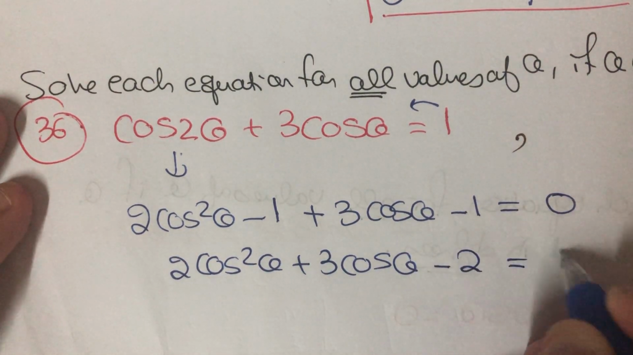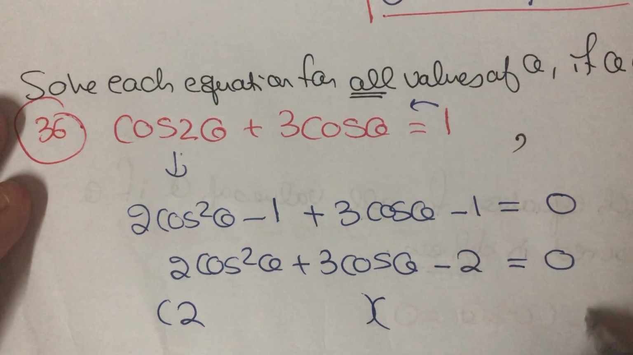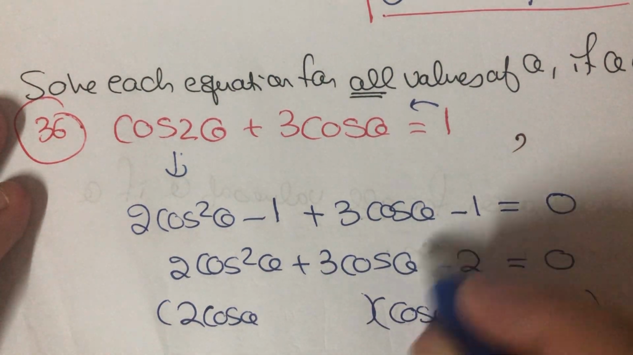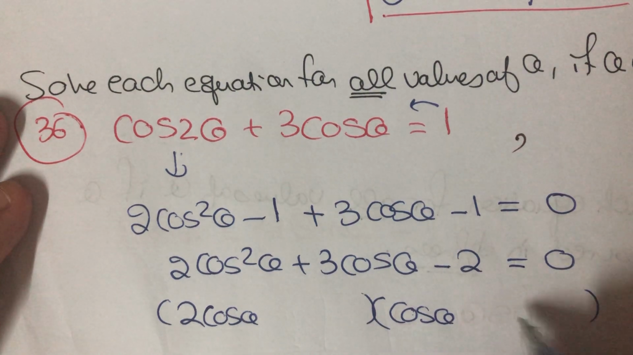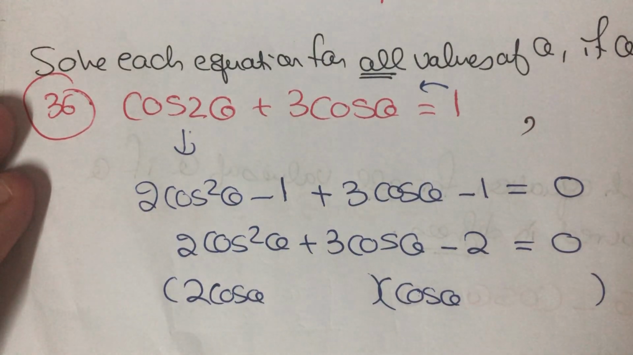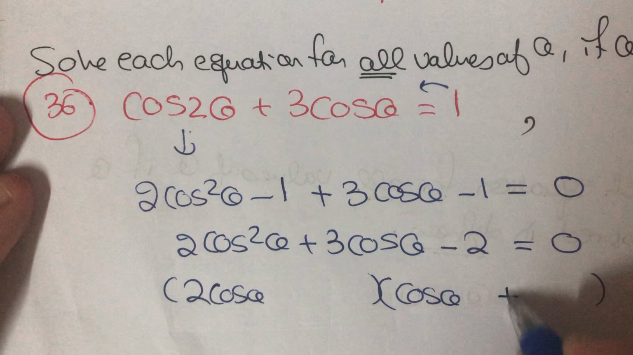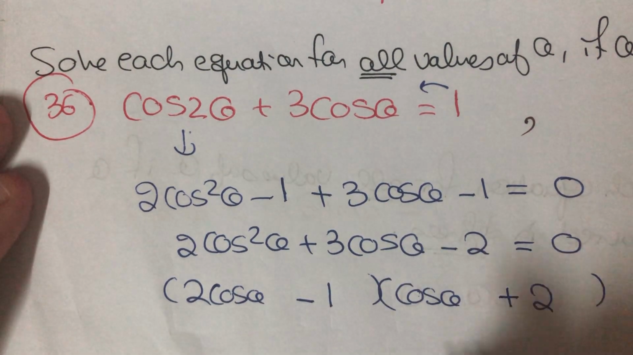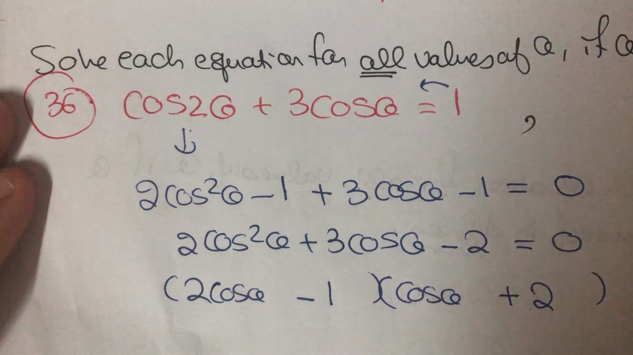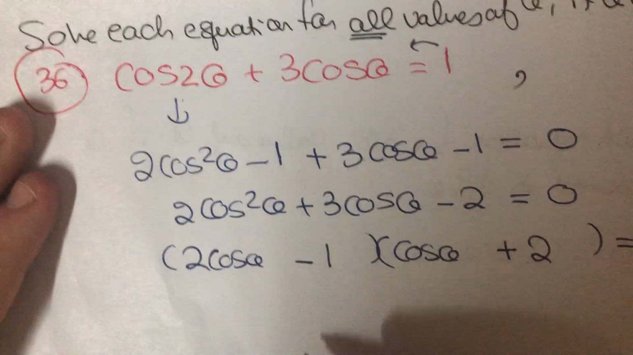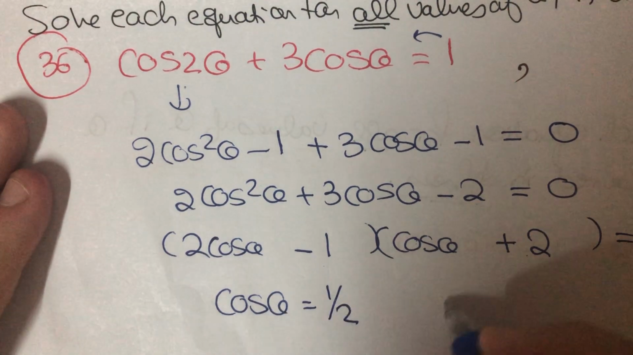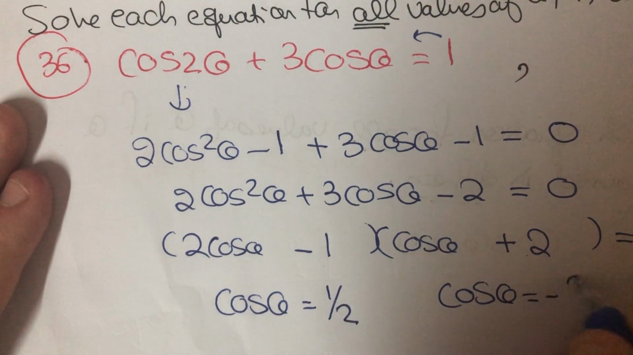Minus 2 equals 0. I can open 2 brackets: 2 cosine theta, cosine theta. Minus 2 can come from minus 2. If I put a plus 2 over here, I will get 4, and a minus 1 over here, I will get 3, and negative 1 times 2 will give me negative 2 equals 0. This one, cosine theta equals half; cosine theta equals negative 2.